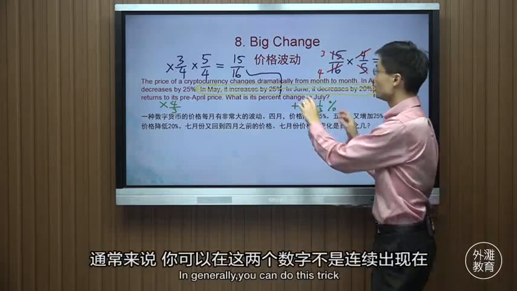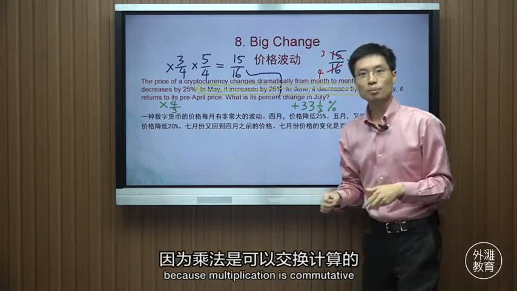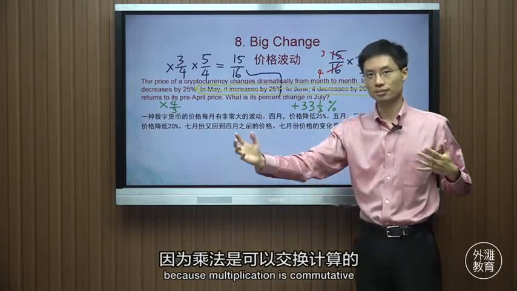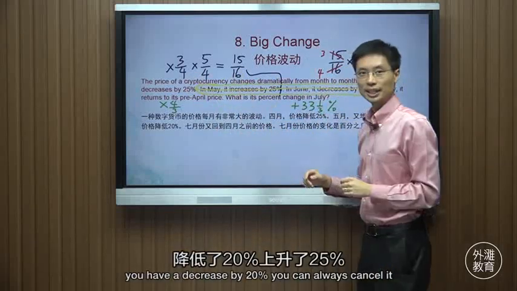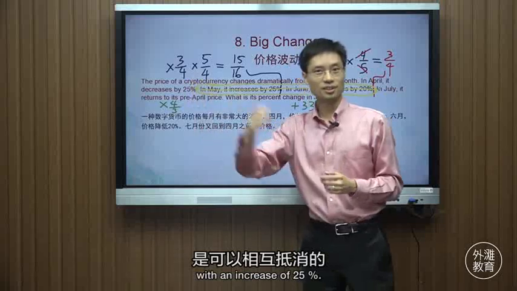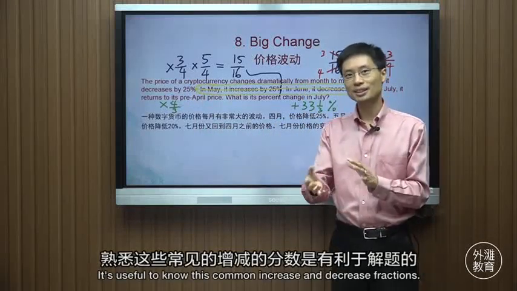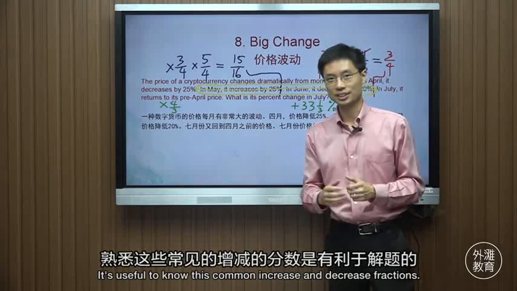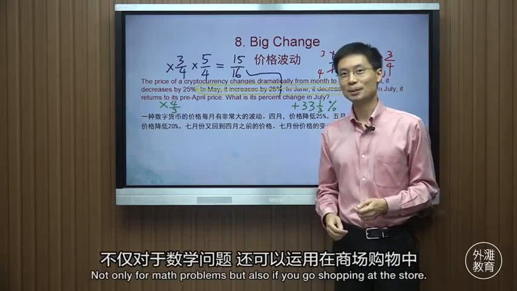In general, you can do this trick even if these two are not right after each other, because multiplication is commutative. So if anywhere in your chain you have a decrease by 20%, you can always cancel it with an increase of 25%. It's useful to know these common increase and decrease fractions, not only for math problems, but also if you go shopping at the store.